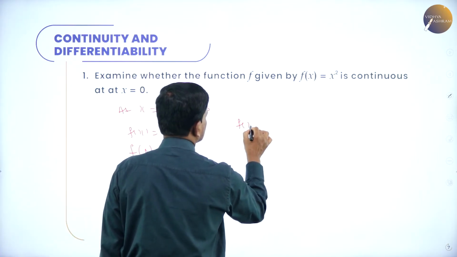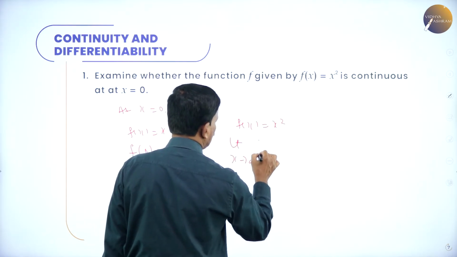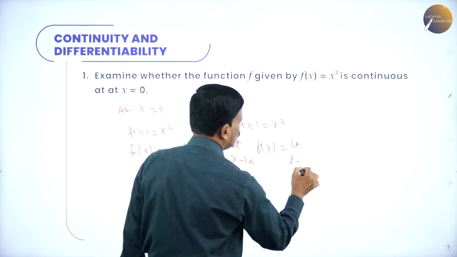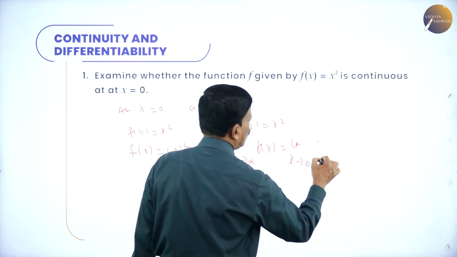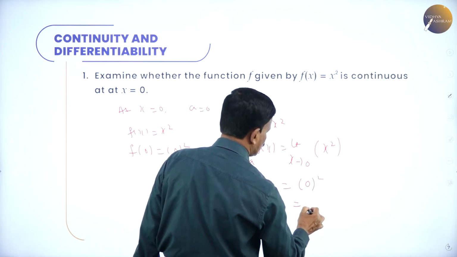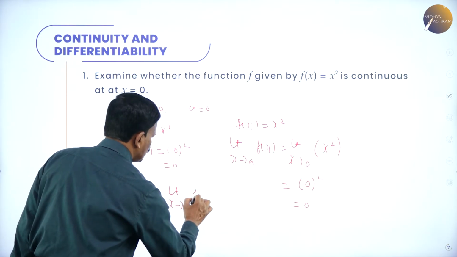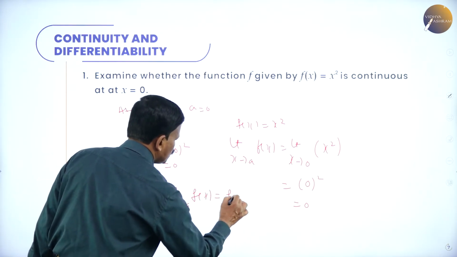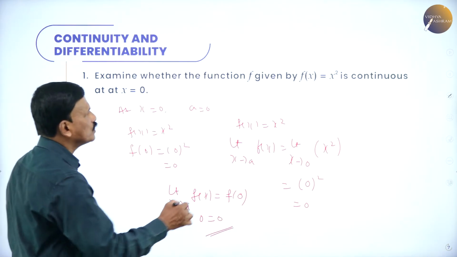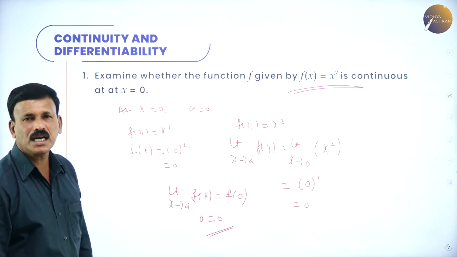Again, f of x is equal to x square, let us consider the limit x tends to a of f of x is equal to limit x tends to, what is a? Here 0 of f of x, x square, this is again 0 square is equal to 0. That means limit x tends to a of f of x is equal to f of 0, 0 is equal to 0.